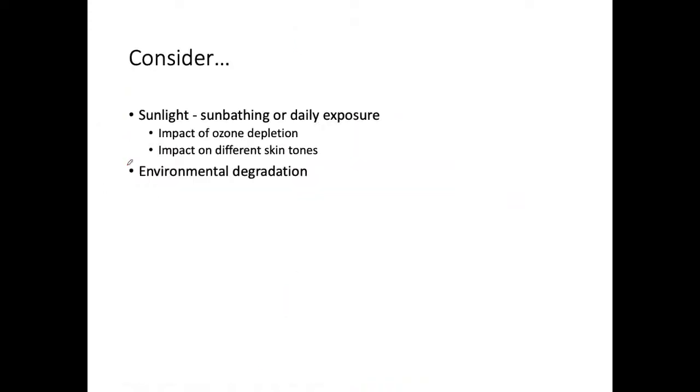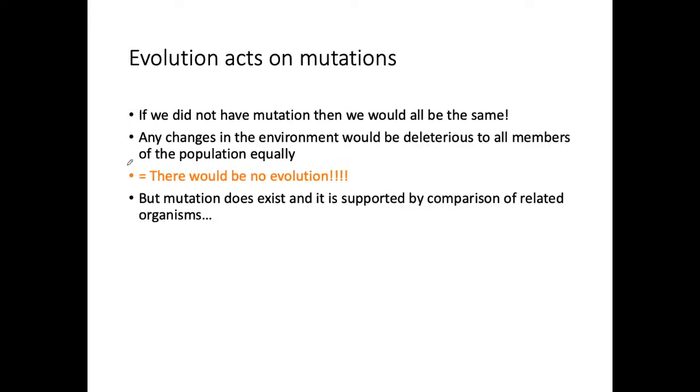That's it. So we have to be considerate about the sunlight that we are getting, and our daily exposure. Our ozone layer is depleting and we can't control global warming, and the impact on different skin tones could be significant. Environmental degradation is also happening, so we need to be careful about that.